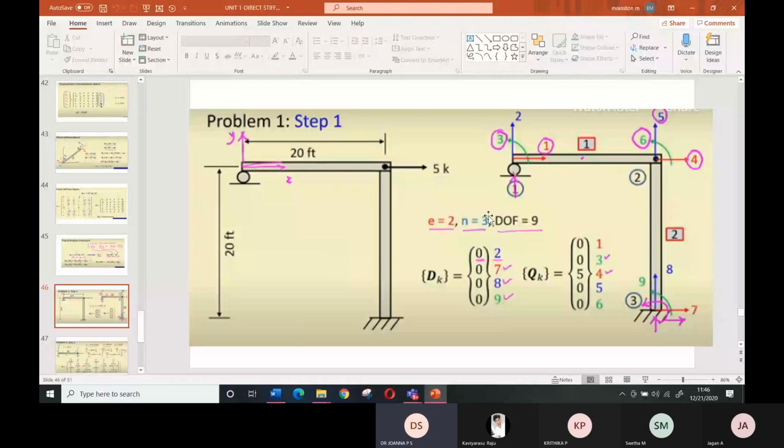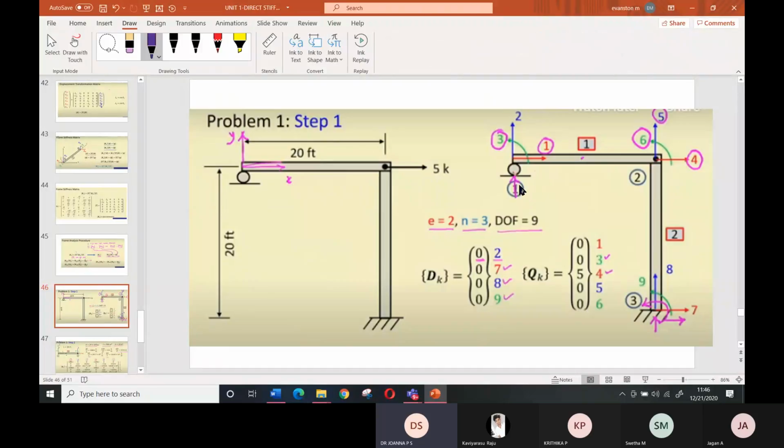Number of nodes. How many nodes are there? If you take this one, I'll show you. This is the first node. It is marked here. Then the second node is here. Are you able to see? And the third node is here. So number of nodes is 3. So what about the degrees of freedom? Degrees of freedom are 9.